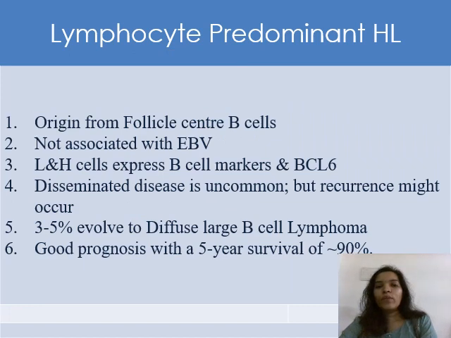In lymphocytic predominant type, the origin is mainly from the follicular center B cell. That is why this type will express the B cell markers we have discussed, that is CD20, CD45 and BCL6. It is CD15 and CD30 negative. This is not associated with Epstein-Barr virus infection. Disseminated disease is also very uncommon. 3 to 5% will evolve into diffuse large B cell lymphoma. This usually has a good prognosis compared to all the other types of Hodgkin's lymphoma, with about 90% survival.